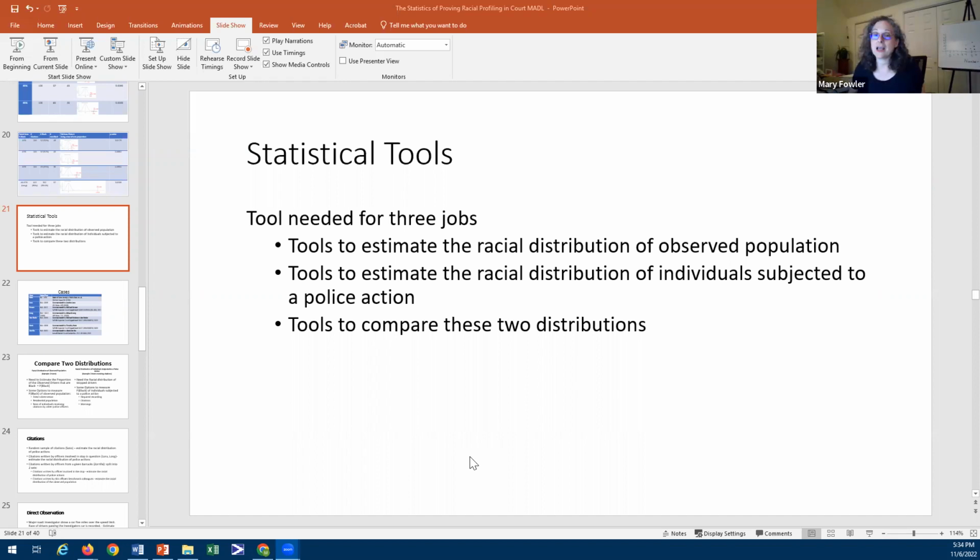First, we need to consider who the police officer is observing. That is, we need to estimate the racial distribution of the observed population of the police officer in question. The second thing is to estimate the racial distribution of individuals subjected to a police action. And the third thing is we need to compare those two distributions.